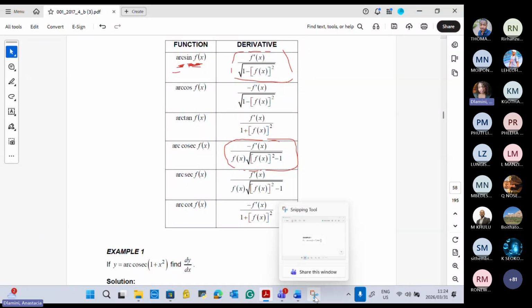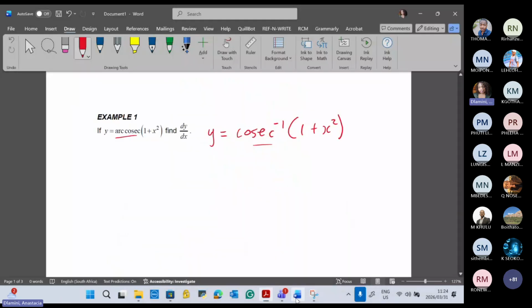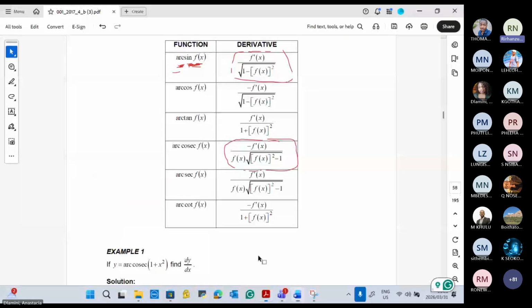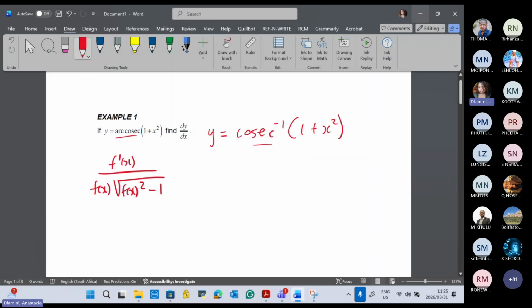So let's write it, then you remember it. It's f prime of x over f of x square root of f of x squared minus 1. Am I right? It's a minus f prime of x at the top. Okay, thank you. Now, I always say to you guys, some of you, I've noticed what you do is you go through the steps on how they did the question in the study guide.